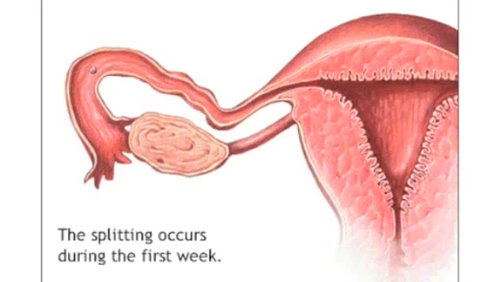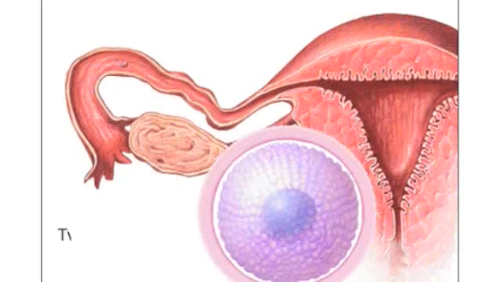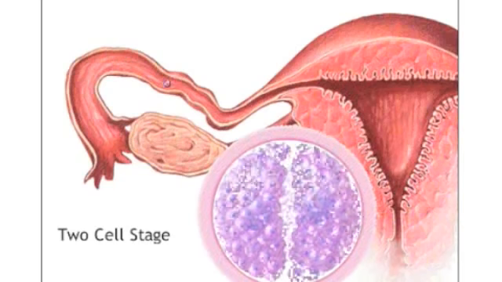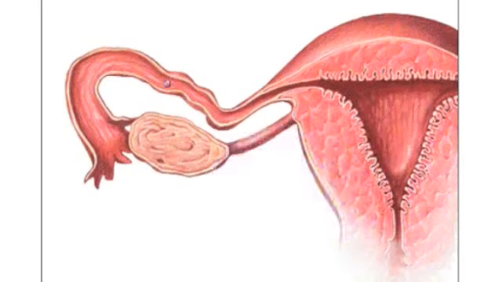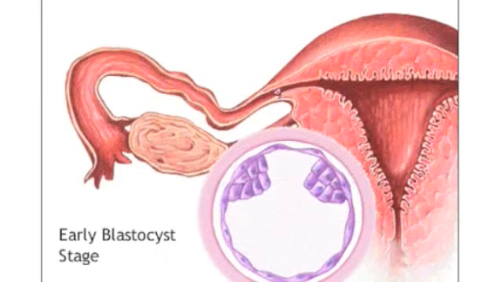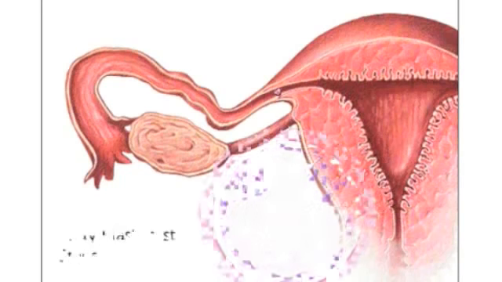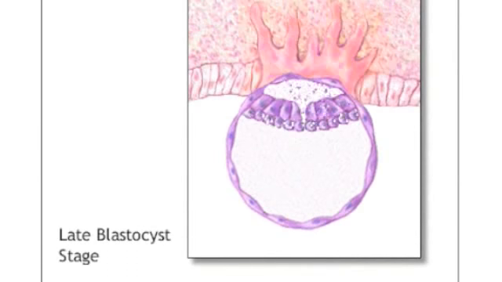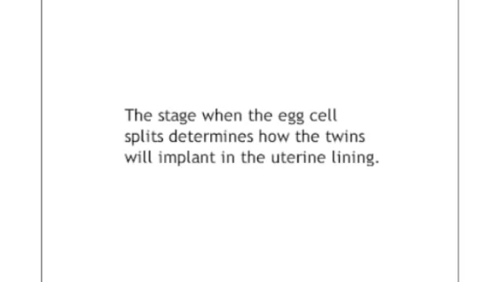This remarkable event takes place during the first week after fertilization and can happen at several different times. At the two-cell stage on day 2, at the early blastocyst stage on day 4, or in the late blastocyst stage on day 6. The stage at which the egg cell splits determines how the twins will implant in the uterine lining and whether or not they share an amnion, chorion, and placenta.